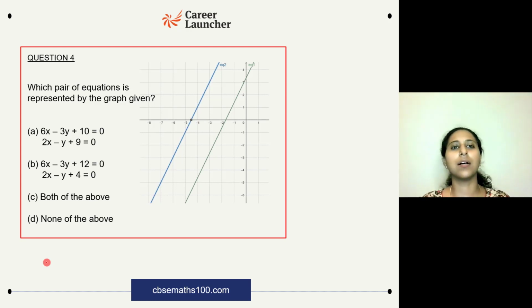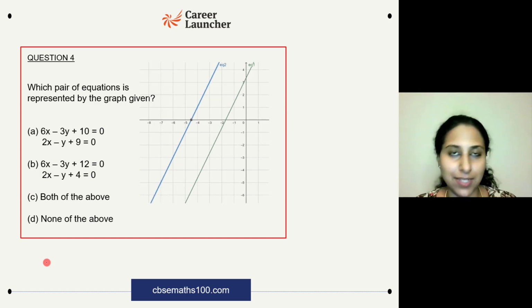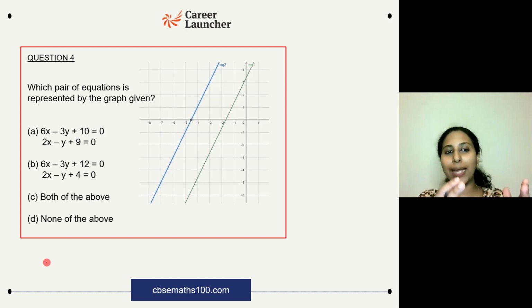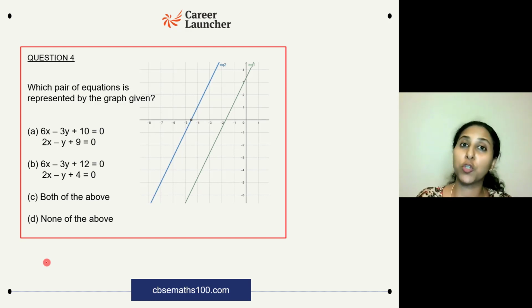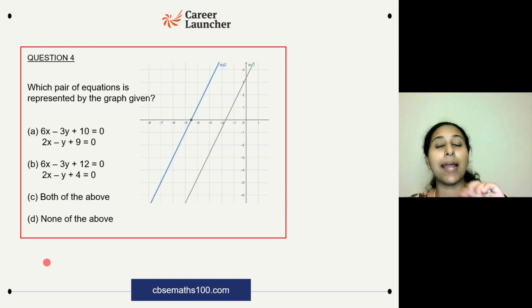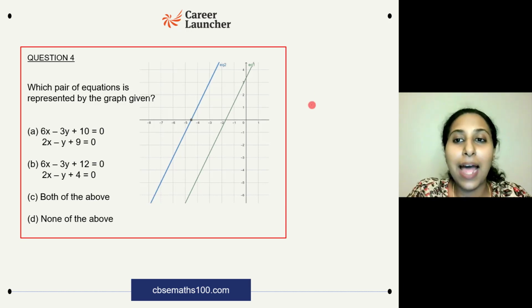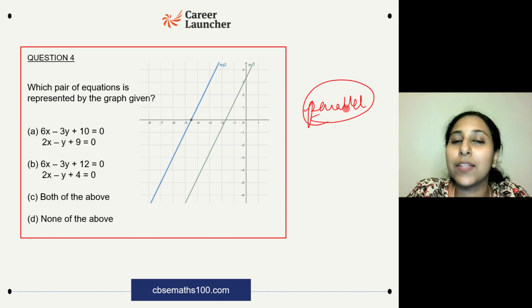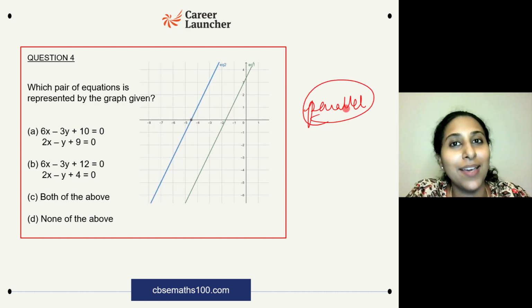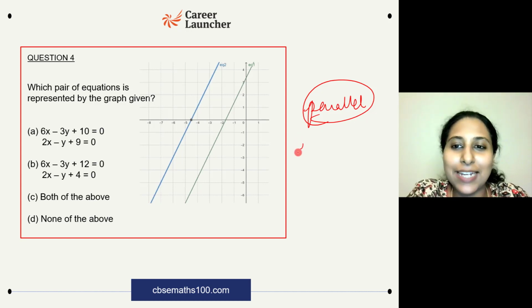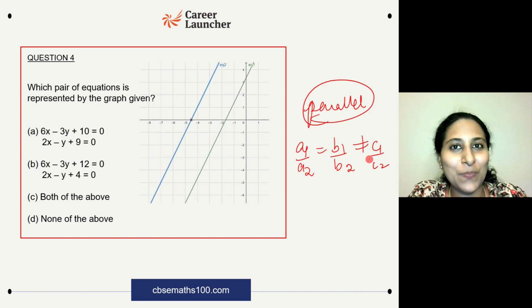So over here you have two parallel lines drawn, and you need to identify among the options which could be the equations of these two parallel lines. Now, when you have parallel lines, what condition should be followed by the coefficients of x, y and then the constants? If you look at the ratios, you should get A1 by A2 equals B1 by B2, but not equal to C1 by C2. Now let's see where this is getting satisfied.